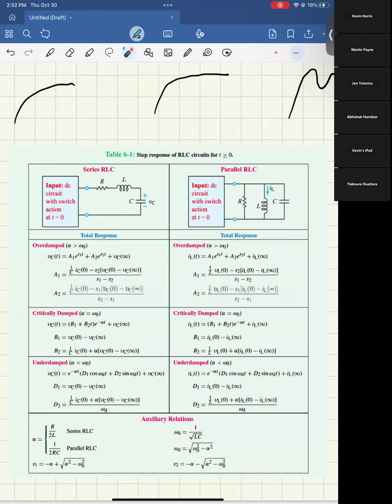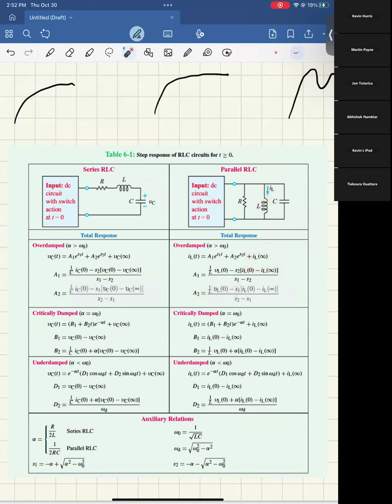Here you have one term that will decay to zero, and then here you have sinusoids. So here you get that, but a bit sharper, and then here you have sinusoids. And if you look, the sinusoids are also decaying to zero. So that's the same in all the cases. The difference between series and parallel is that for series, all these equations are in terms of the voltage on the capacitor. And for parallel, all of them are in terms of the current through the inductor, right?